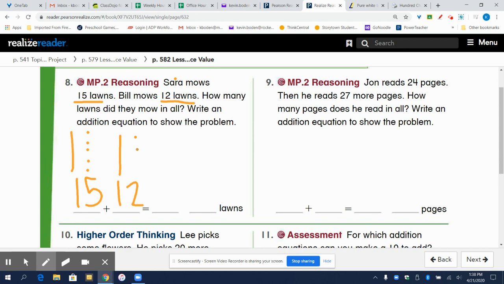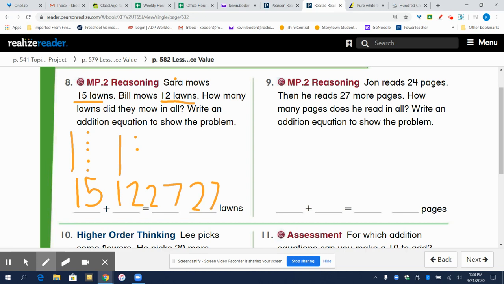Can we make a 10? Well, let's find out. I see 5 over here. 6, 7. Ooh, that's only 7 ones, so we cannot make another 10. So let's find the answer. Well, I know there are 7 ones because I just counted them. And there are two tens. So they mowed 27 lawns in all.